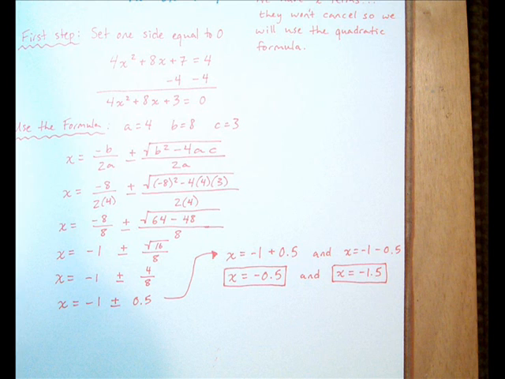At this point, I'm not going to write it out, but to double check your answer, go back to the original equation, 4x squared plus 8x plus 7. And if you replace the x's in that equation with negative 0.5, it should work out that 4x squared plus 8x plus 7 will actually equal 4 when you plug that in. And the same thing happens if you replace x with negative 1.5. You'll also get 4 as your answer. So it's always a good idea to check your work.